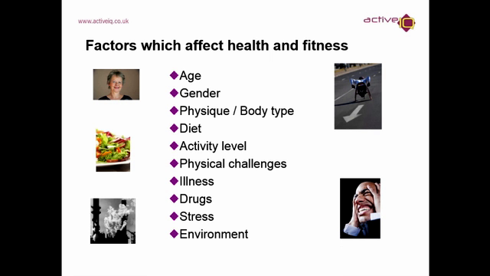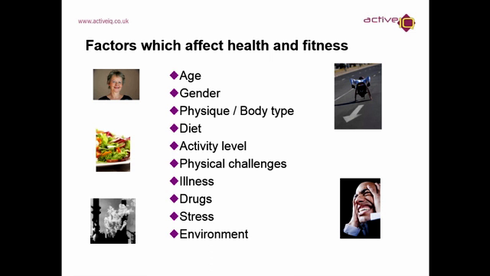Gender. Different genders are made up in different ways genetically. Men will have a lot more muscle mass and more strength than women. Women are set up slightly differently for things like childbirth. Their skeleton's slightly different, and the amount of muscle that they carry around on their frame is different as well. Those are the main differences in gender. We also have physique and body type. Some people are very tall and skinny and built for endurance. Some people are more powerful and stronger. Different people are made up in different ways.